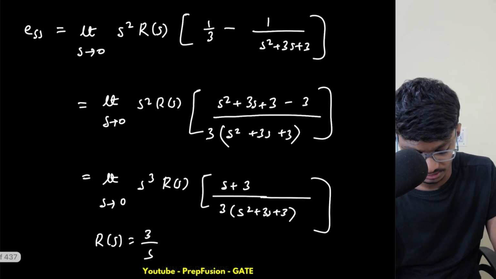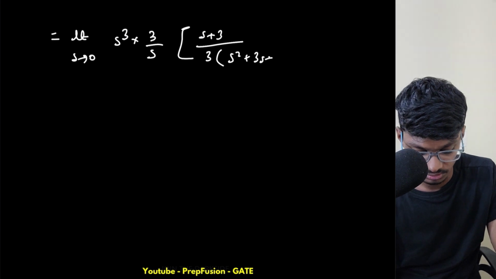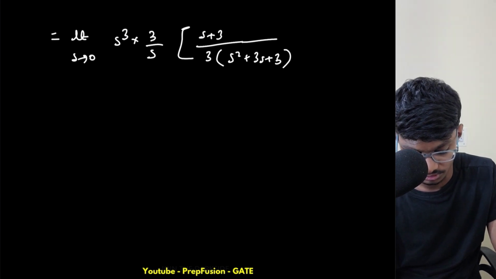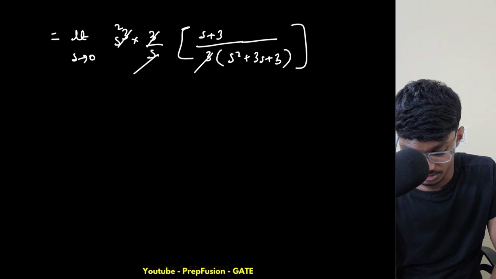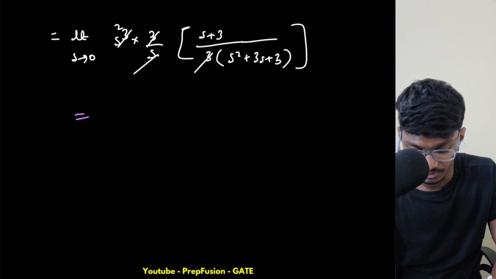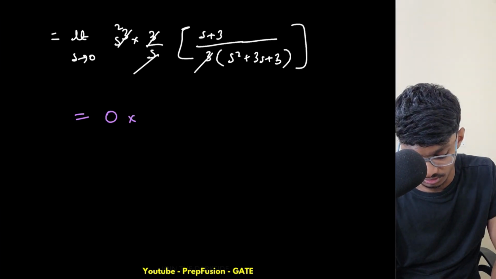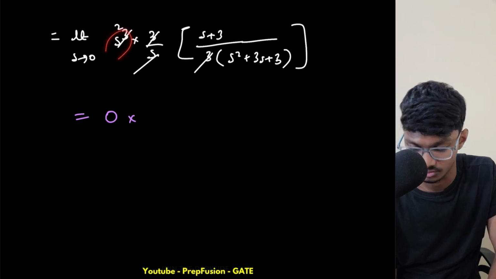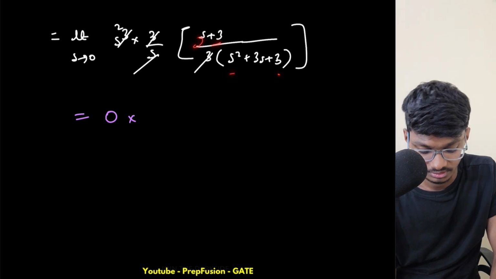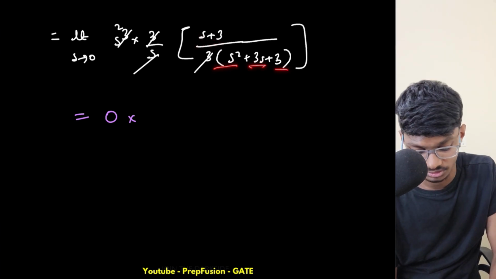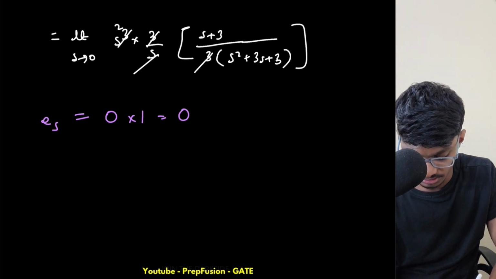This 3 gets cancelled, but it doesn't matter. This one becomes 3s plus 3, and this one cancels out, but this s also gets cancelled. But what are we remained with? Simply this s goes to 0, so we remained with 0 itself, right? 0 into, if I make this s square 0, now this is 0 plus 3 by 3 is 1. So this is 0, this is 0, this is 3 into 1. So simply we are getting 0. So our steady state error is 0.